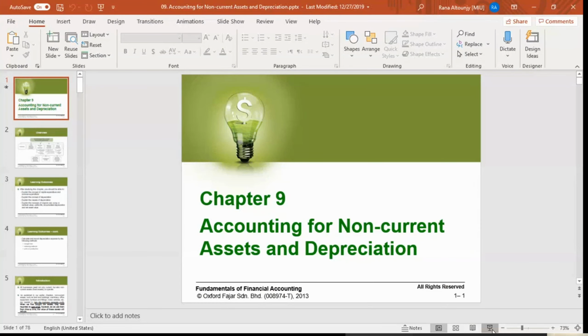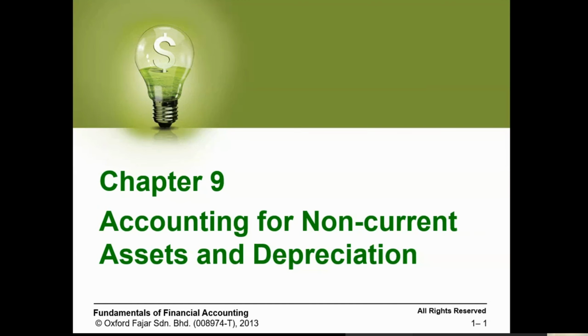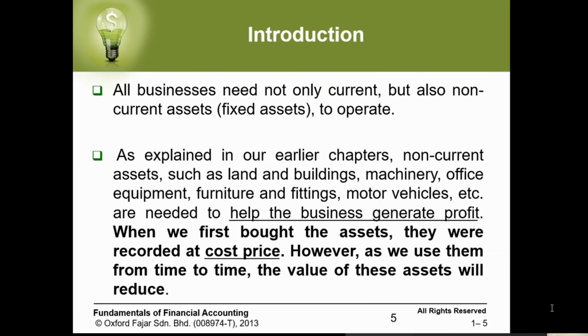Today we're going to talk about the accounting for non-current assets and the depreciation. All of these are considered non-current assets, which means they are assets we are holding for more than 1 year, and those assets are going to produce profit for us, to produce money for us.